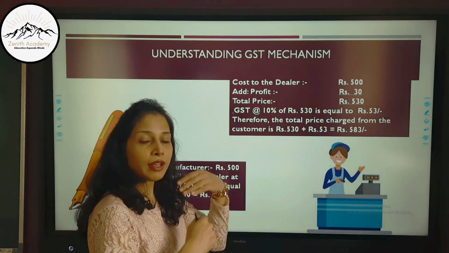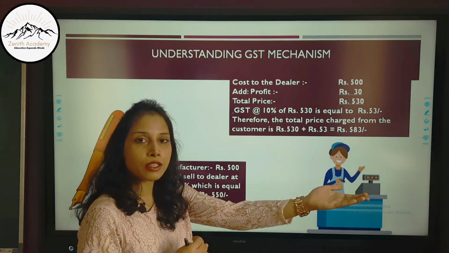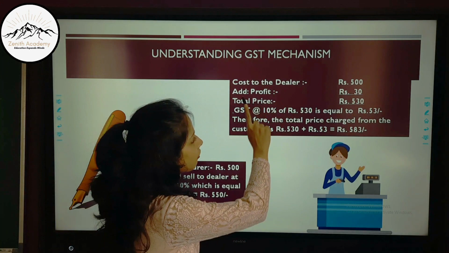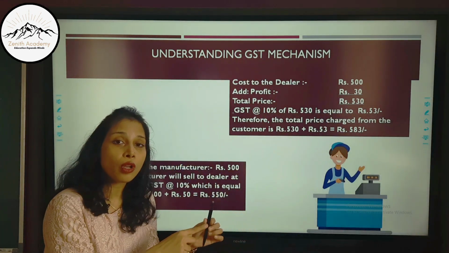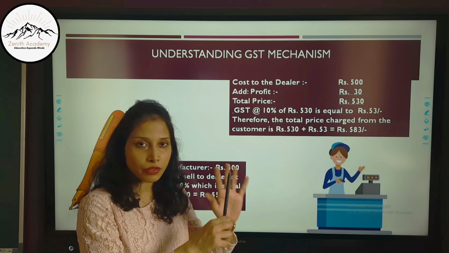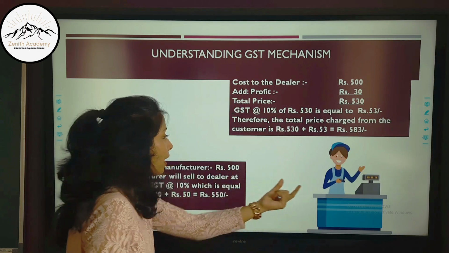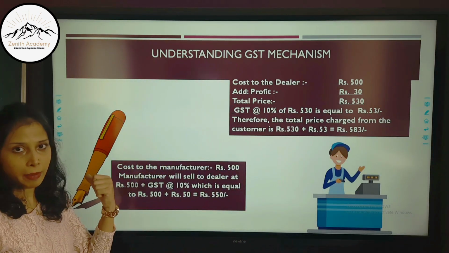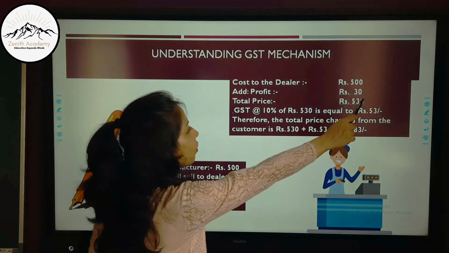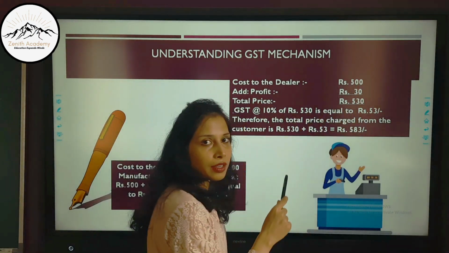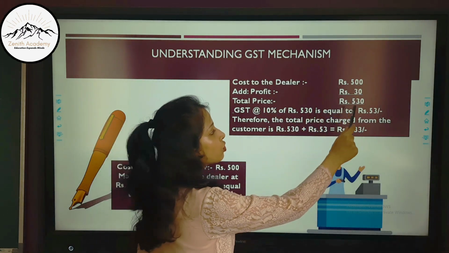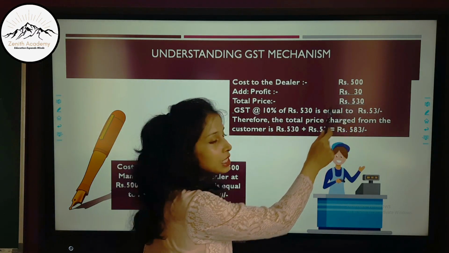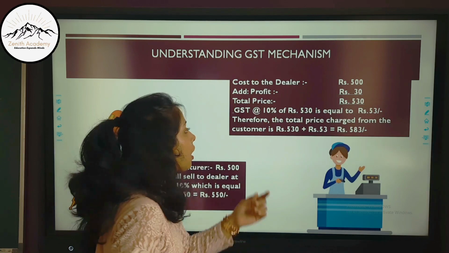Dealer will do what? He will add his own profit and then sell it to the final customer. So he will add this profit, and remember, this profit is always added to the value of this pen, not on the price which is paid by this dealer to the manufacturer. Okay, so it happens to be 500, and let's suppose the profit he added was rupees 30. So the total price comes out to rupees 530.